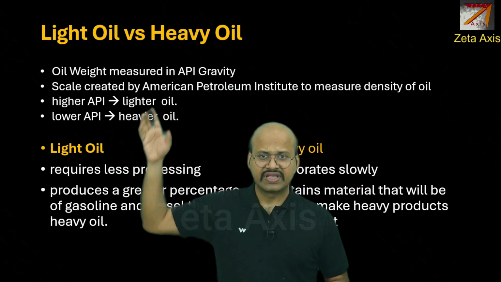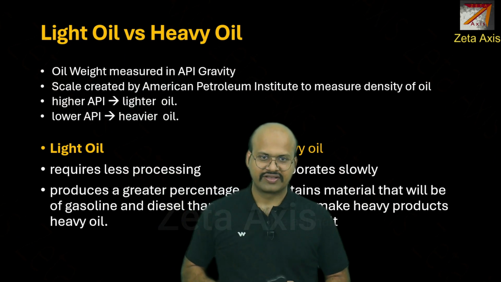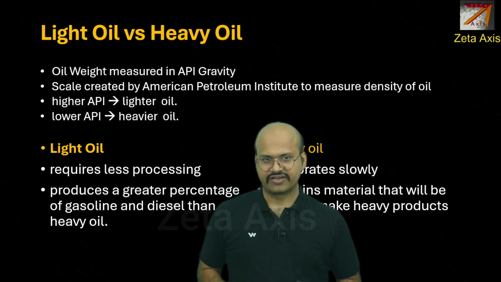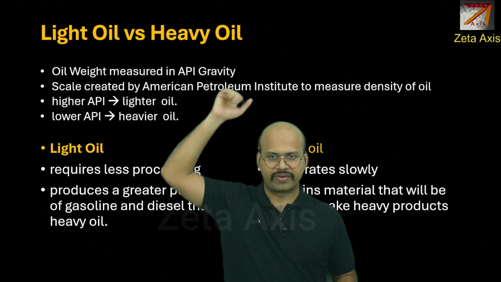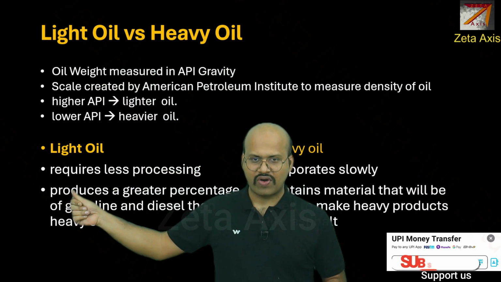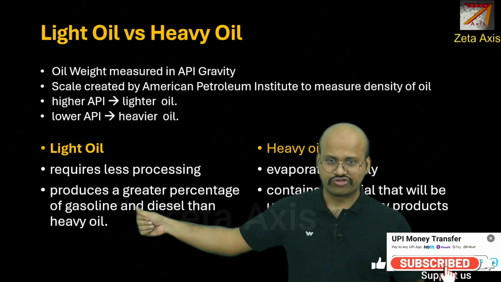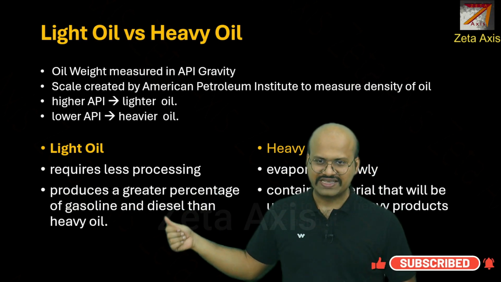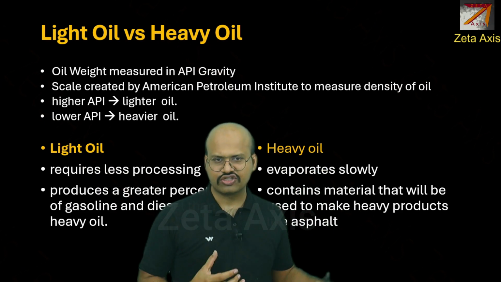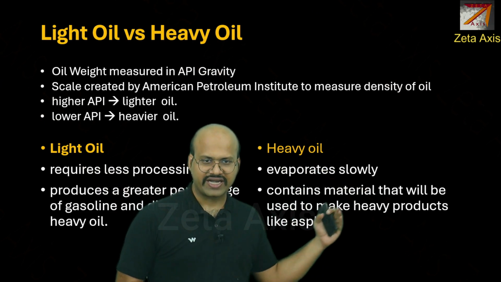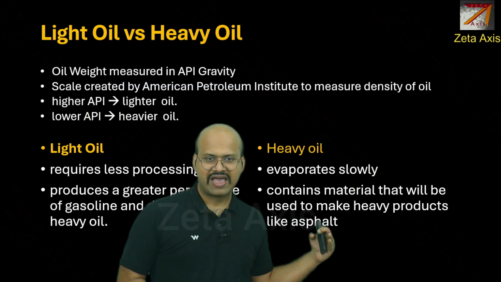Now here, the lighter the oil, the better quality it is. So lighter oil has higher price, heavier oil has lower price. Light oil requires less processing. It produces a greater percentage of gasoline and diesel than heavy oil, while heavy oil evaporates very slowly. It contains material that will be used to make heavy products like asphalt.